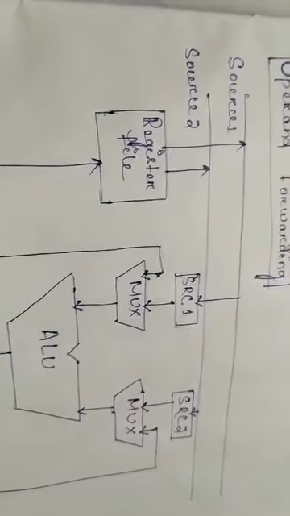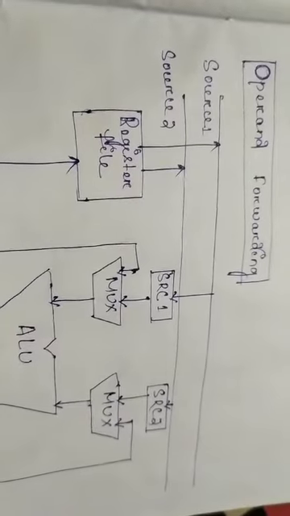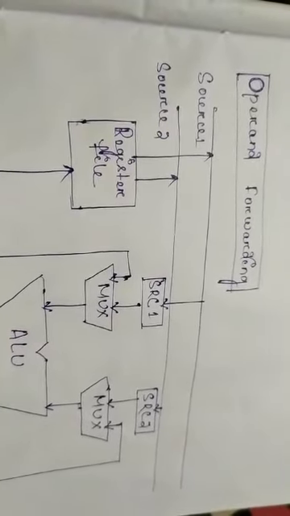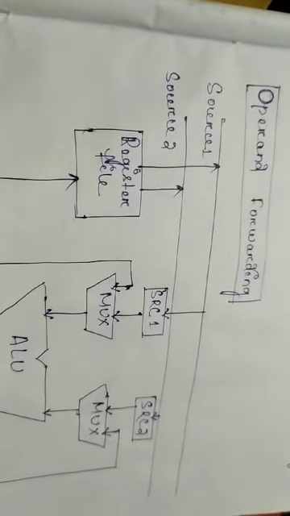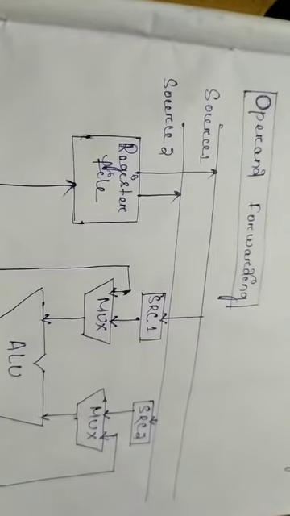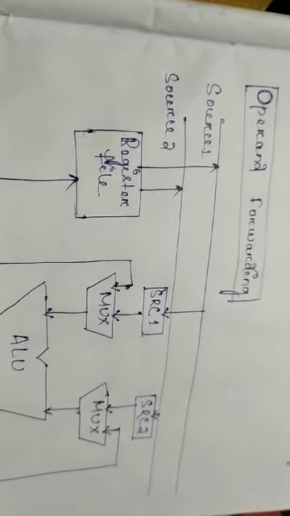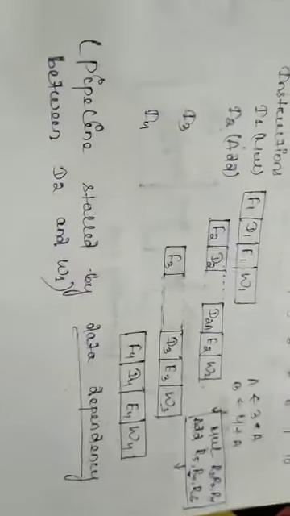Hello students, in today's class we will study operand forwarding. In the previous class, we have seen that a data hazard arises because one instruction depends on another instruction, or data dependency occurs. Here I have explained this figure.